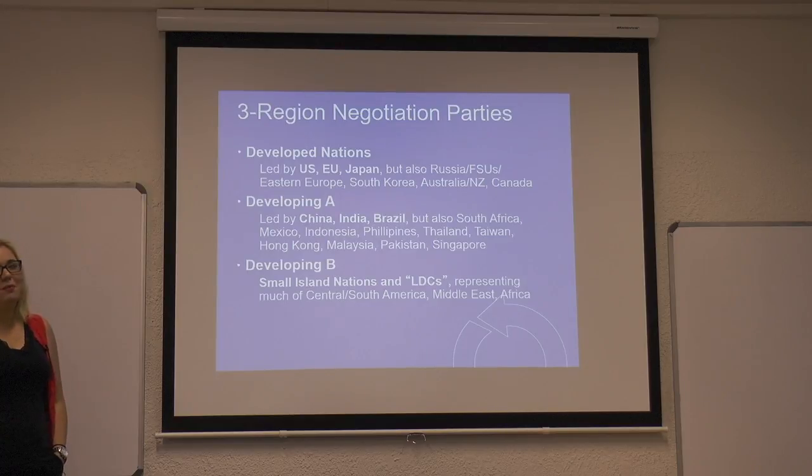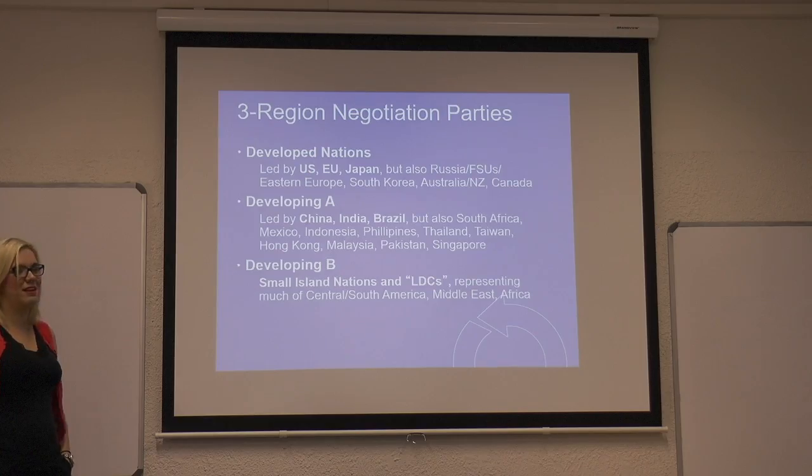Then we have developing B, which is Ruth and Louis, small island nations and least developed countries representing much of Central, South America, Middle East, and Africa. So in a sense, we can think of it as the poor countries of our planet. It's a shame they don't have anything to eat and nothing to drink.